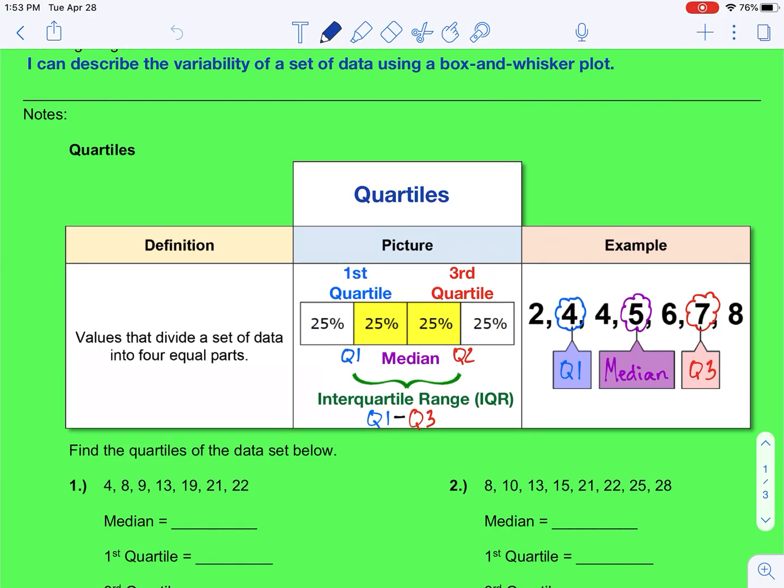So now I have 2 halves left over. What I'm going to do is split those halves into halves, and that's where we get our 25%. The first quartile represents the median of the lower half, and the third quartile represents the median of the upper half. The last thing that we can do when we're talking about quartiles is find the interquartile range, and that is just quartile 3 subtract quartile 1. What that allows us to do is find where the majority of our information is going to be located.